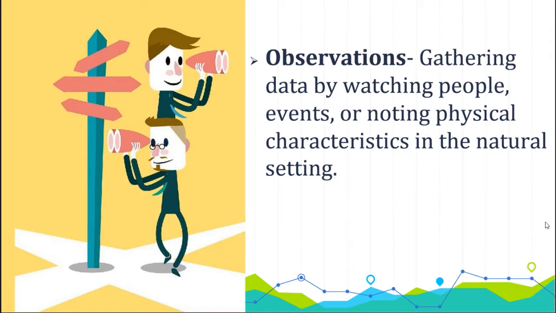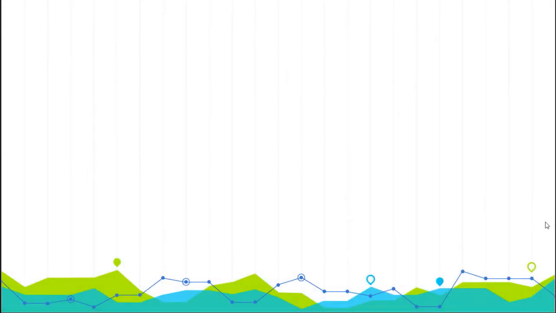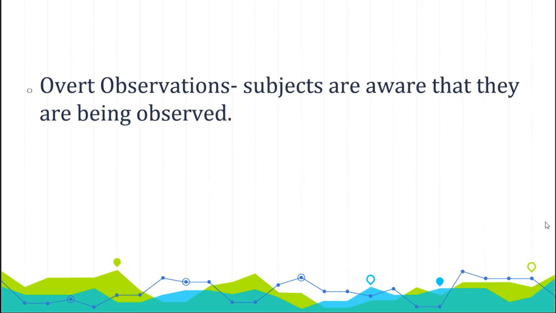Now, we have observations. Meron din tayong dalawang type nito. This is the type of gathering data by watching people, events, or noting special characteristics in the natural setting. Yung dalawang type natin, una, we have the overt type of observation. Dito, subjects are aware that they are being observed. So, for example, yung sa mga demo lessons, kapag may mga practice teachers na pumupunta sa classroom nyo no high school or elementary, these are considered as overt observations. Kasi aware kayo na ino-observe kayo.